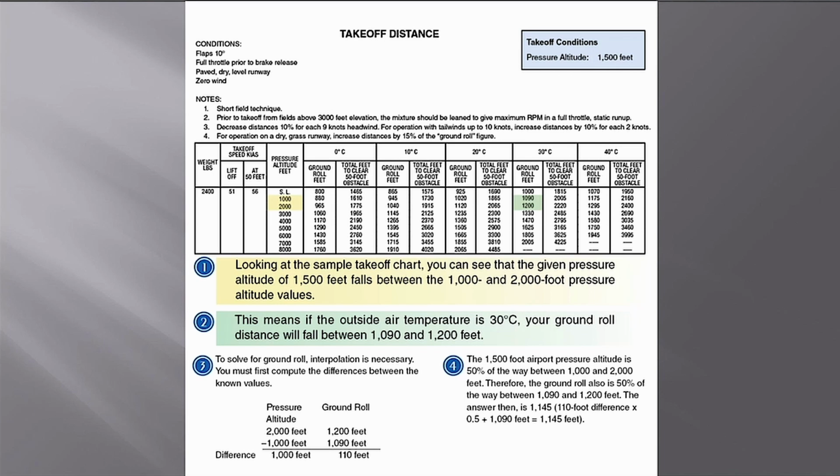It falls between 1,000 and 2,000. This means if the outside air temperature is 30, your ground roll distance will fall in between these two. So if I have 30 degrees Celsius, my ground roll is between these two because the pressure altitude is 1,500 feet. So just like I could interpolate between the two temperatures, I can also interpolate between the two pressure altitudes. To solve for the ground roll, interpolation is necessary. Well, it's just halfway between the two. This is the easiest interpolation problem that you'll get.